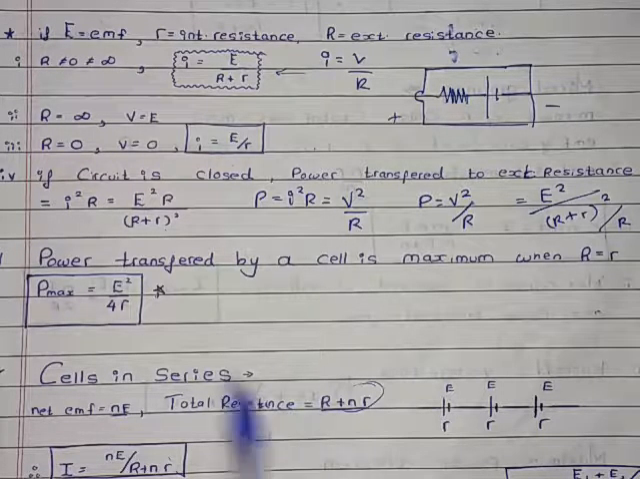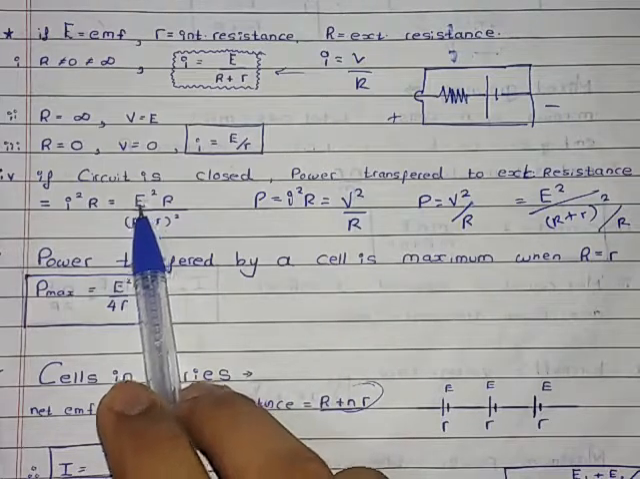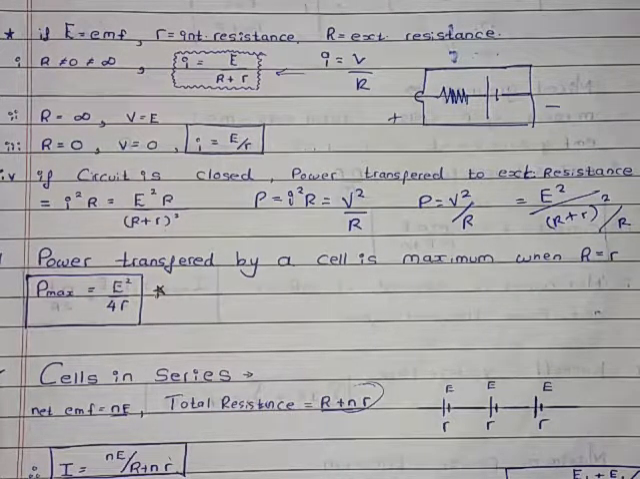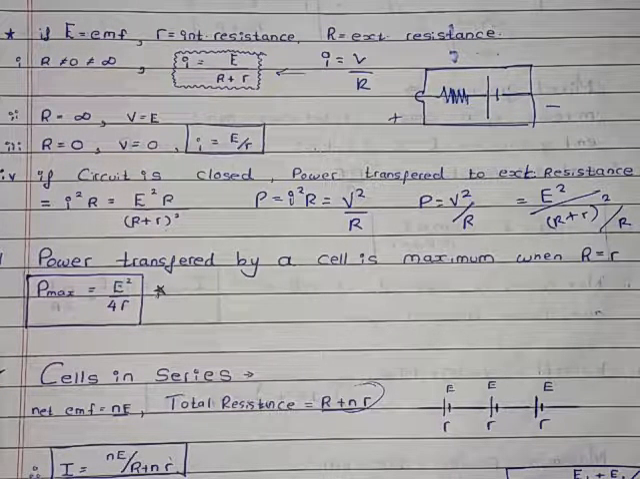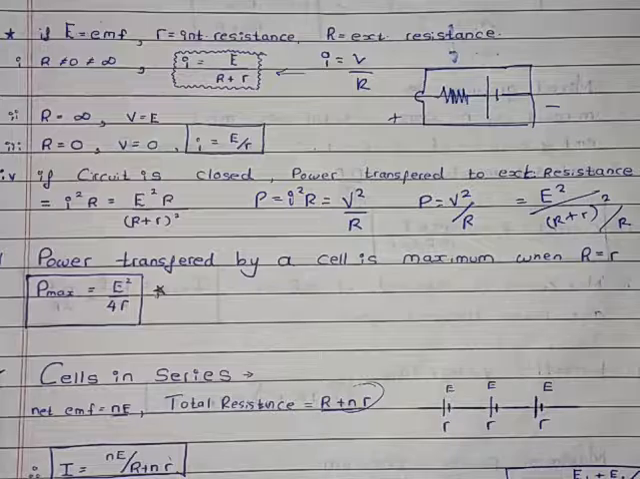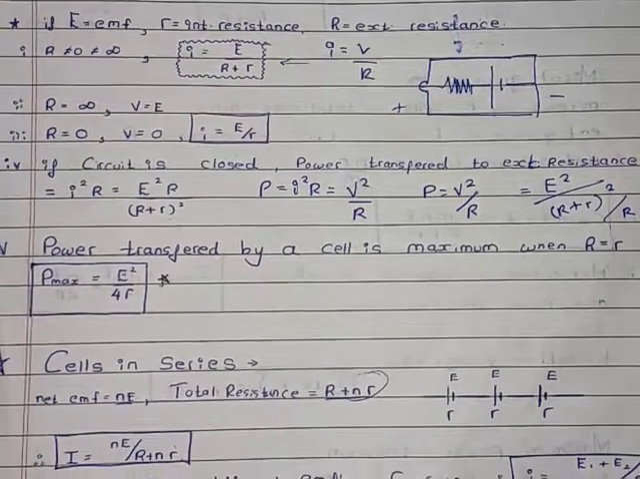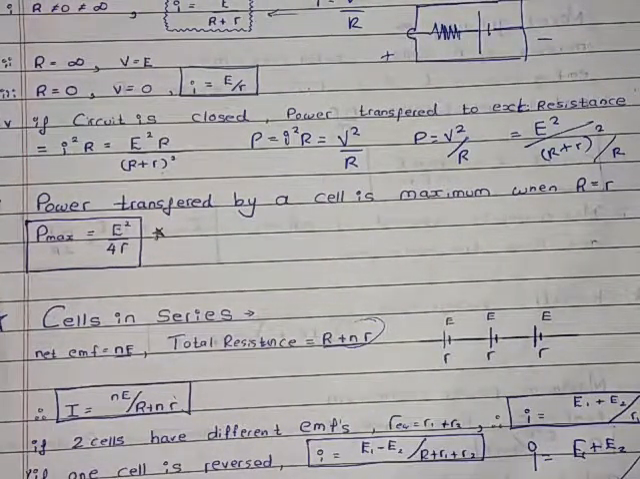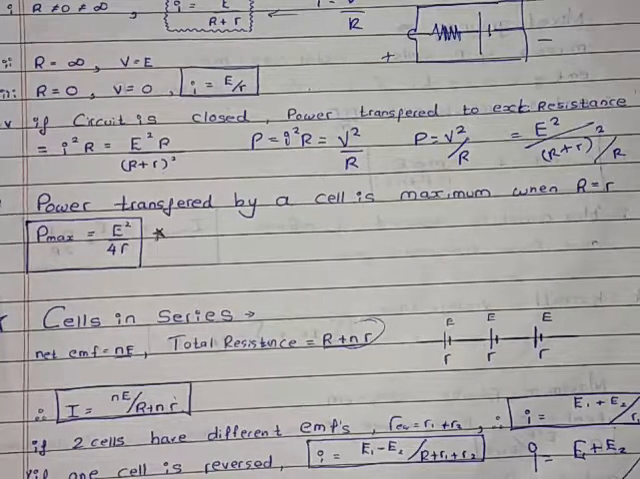That is nothing but E square upon (R plus r) the whole square, divided by R, that is E square R upon (R plus r) the whole square. That is E square into the external resistance upon (external plus internal resistance) the whole square, and nothing else. Power transfer is maximum when the external resistance equals the internal resistance, and it is equal to E square upon 4r.